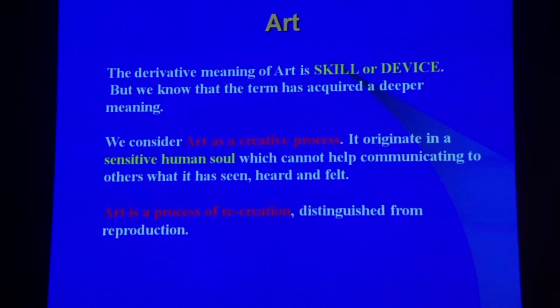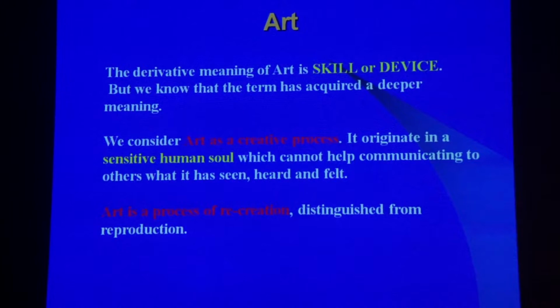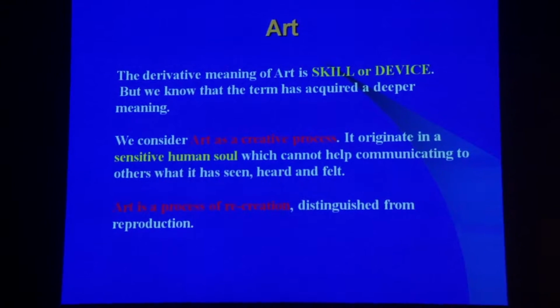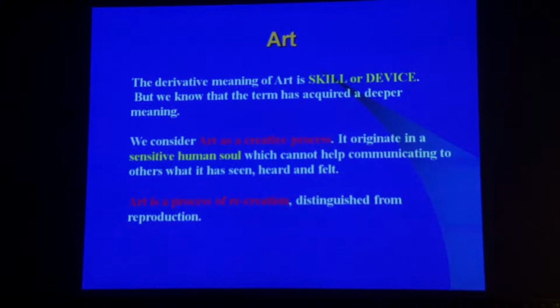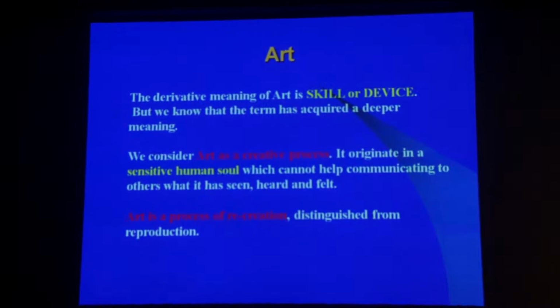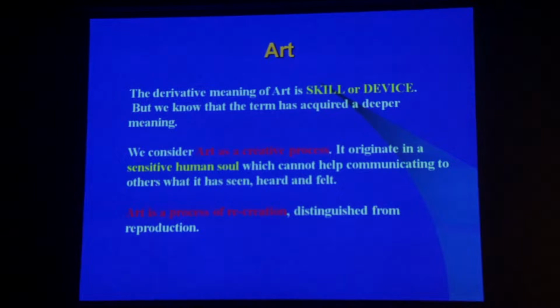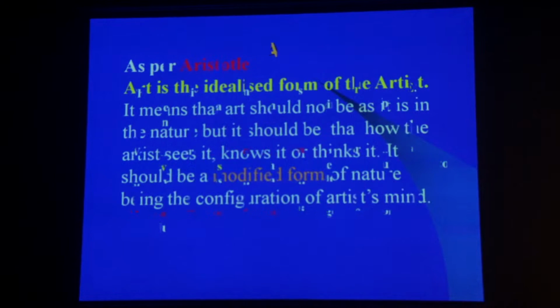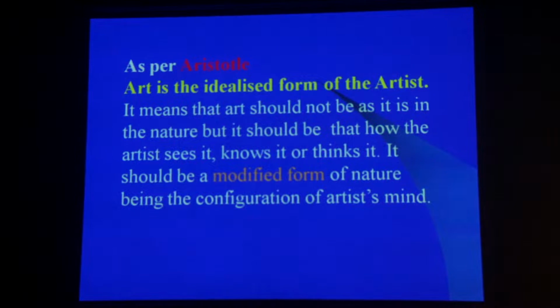Art is a process of recreation, distinguished from reproduction. You see, reproduction is true to copy, just what it is there. But in recreation, you are injecting something new, not as it is. Next. So if you consider the definition as given by Aristotle, art is the idealized form of the artist.